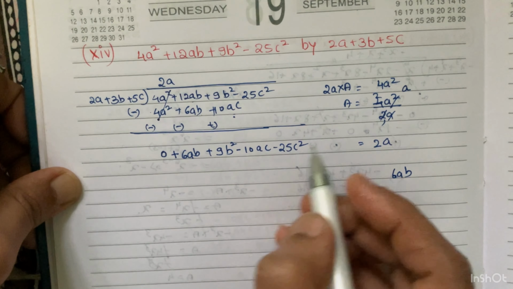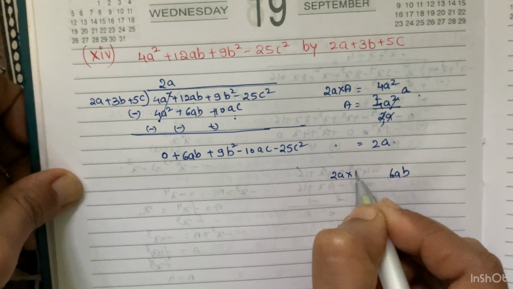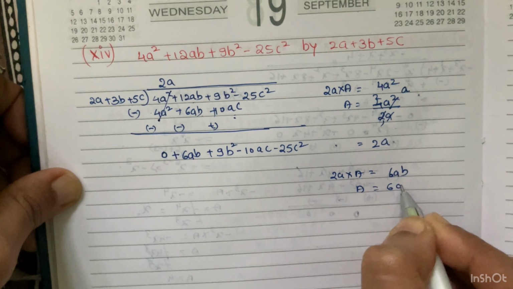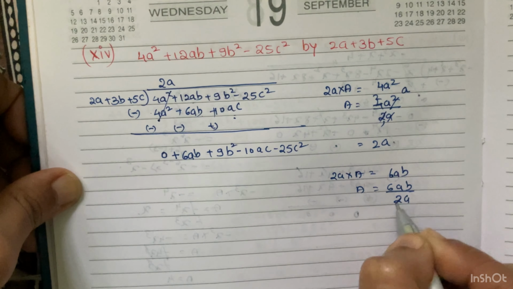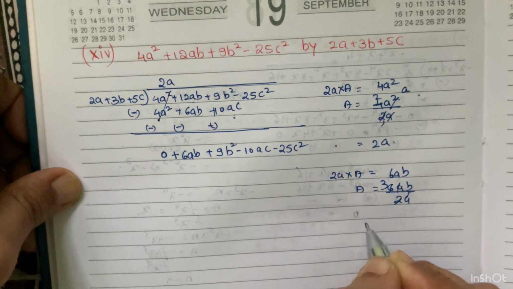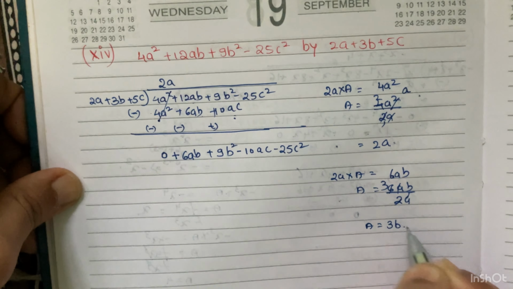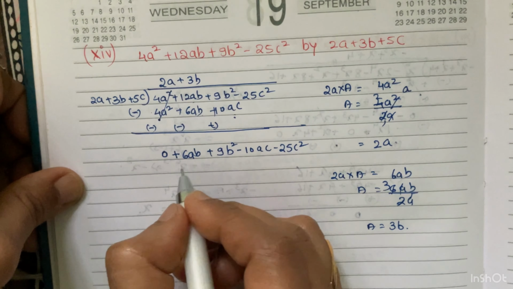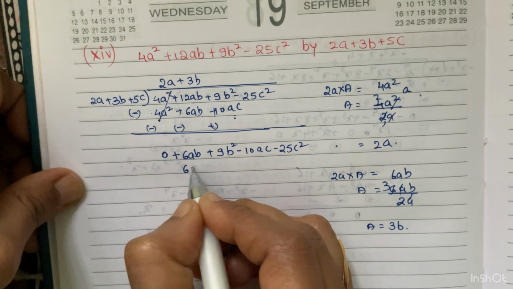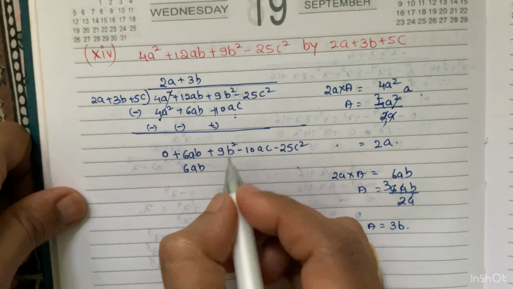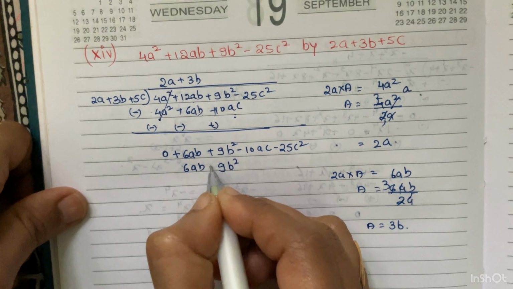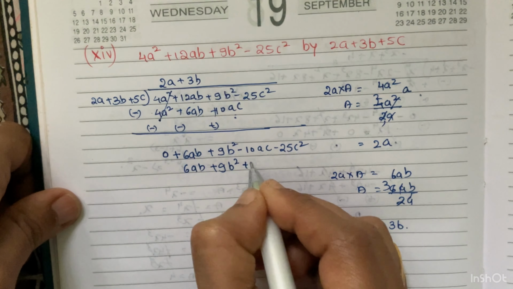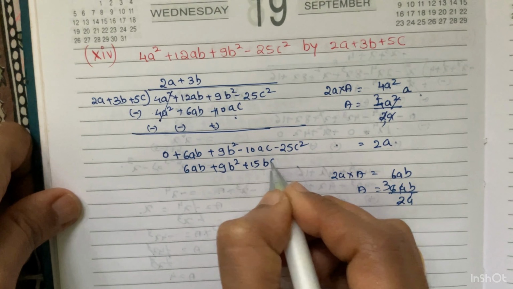Again, what we have done here now, same thing, 2a into A equals 6ab, A equals 6ab by 2a. 2 1s are 2, 3s are 6, a gets cancelled, so the A value we will get, that is 3b here. Now I'm going to write plus 3b here. Now plus only, 3 2s are 6, and a into b I'll get ab. The next one is 3 3s are 9, and b into b, b square, with a plus sign. The next one is 5 3s are 15, and b into c I'll just write bc here.